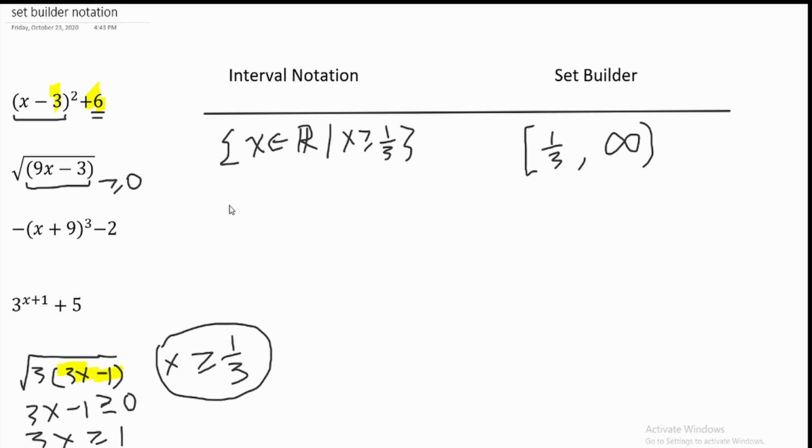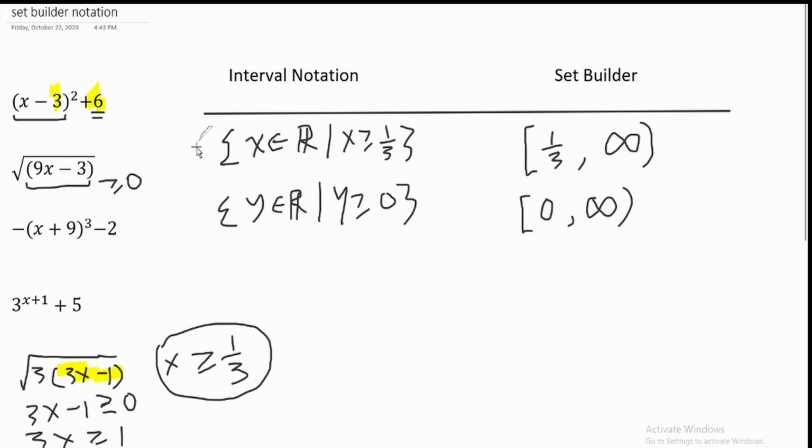So what we can write here is y is an element of the real numbers such that y is greater than or equal to 0. And for our set builder notation, we simply write a closed bracket, because the square root of 0 is 0, and this goes all the way up to infinity, like that. So that should be pretty good. I will clear the board now, and we're going to move on to the next function.